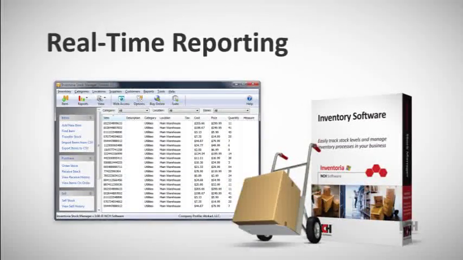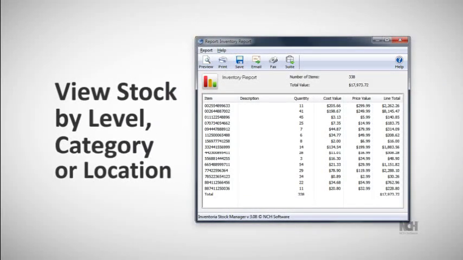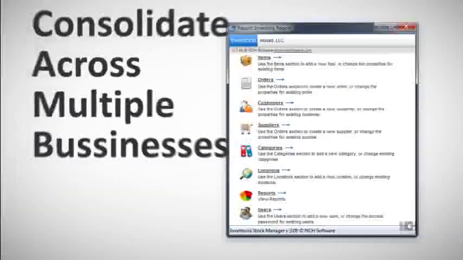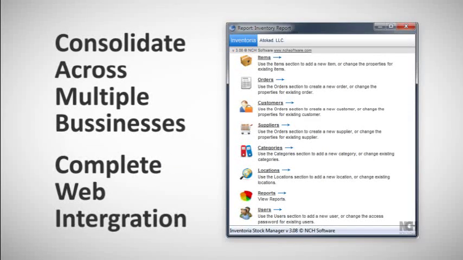Use Inventoria's reporting feature to generate reports on your overall inventory levels, low-level stock, and inventory by location and by category. One installation of Inventoria is suitable for multiple businesses. For businesses spread over multiple locations, Inventoria has a web interface for consolidation of inventory processes across the entire business.